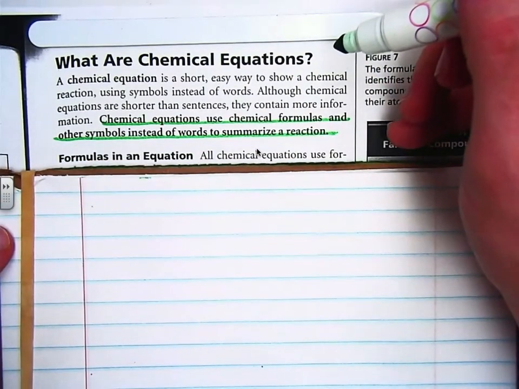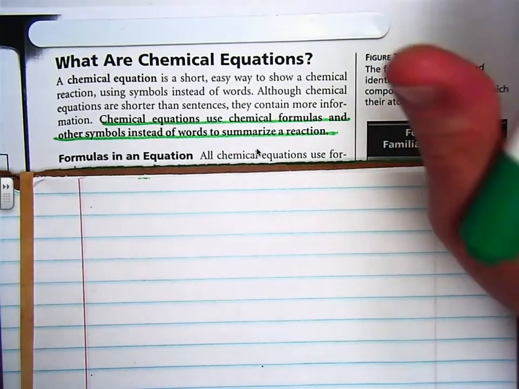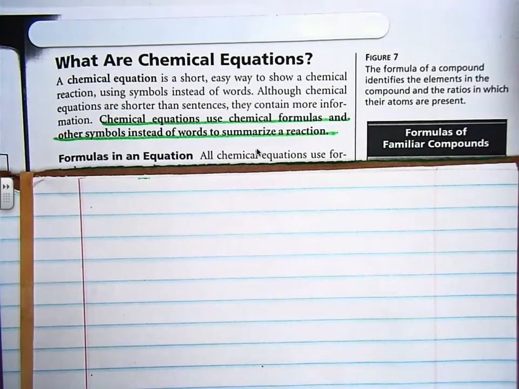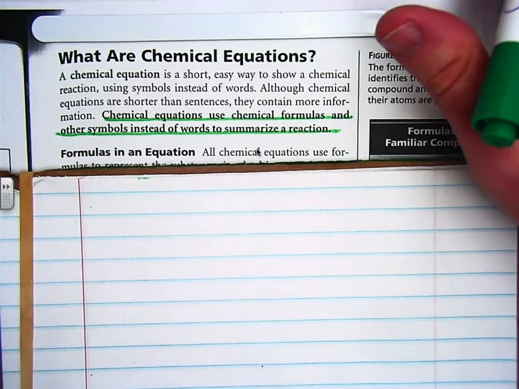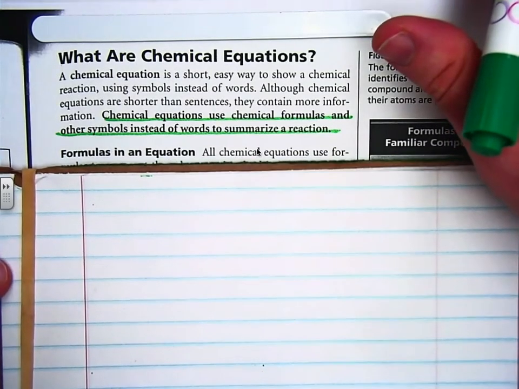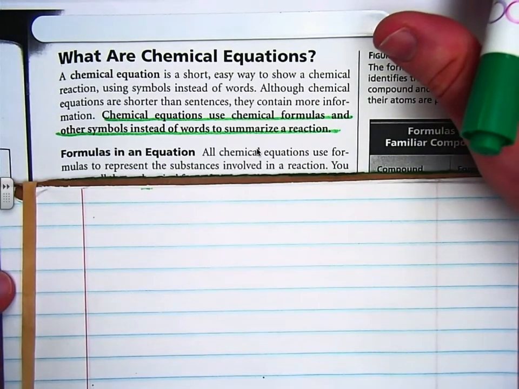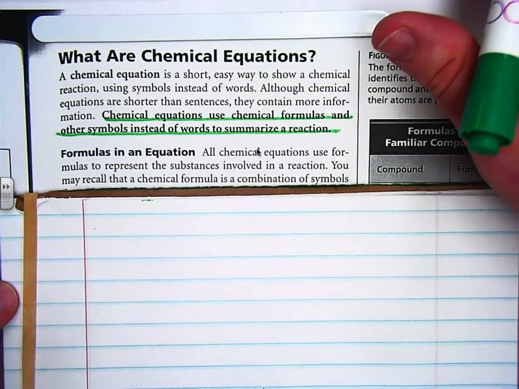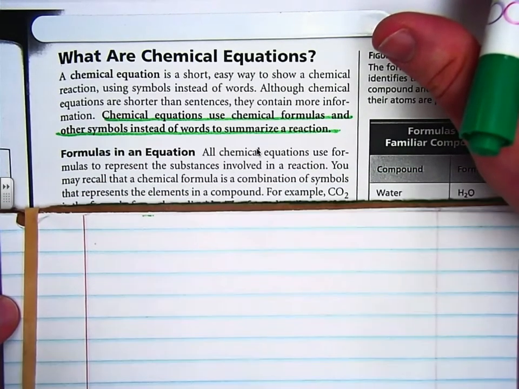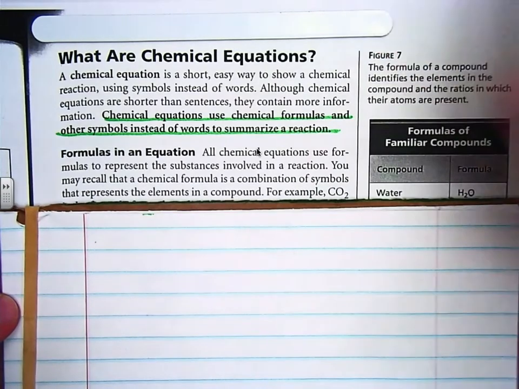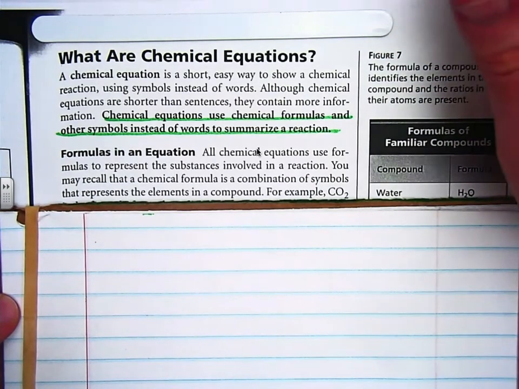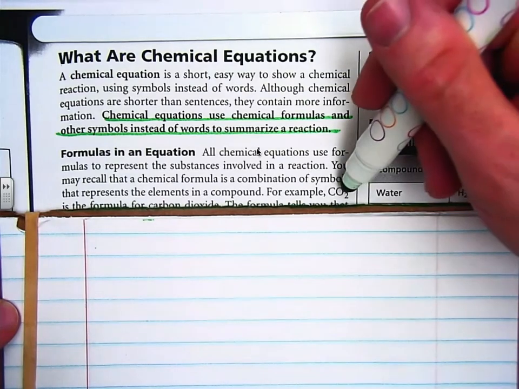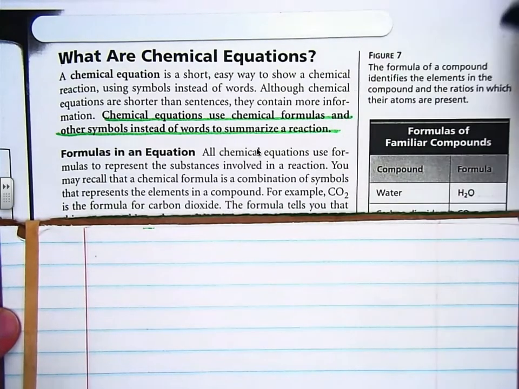Formulas in an equation. Now, class, there's a difference between a chemical formula and a chemical equation. Okay? We're going to find out what that difference is. All chemical equations use formulas to represent the substances involved in the reaction. You may recall that a chemical formula is a combination of symbols that represent the elements in a compound. For example, CO2 is the formula for carbon dioxide.